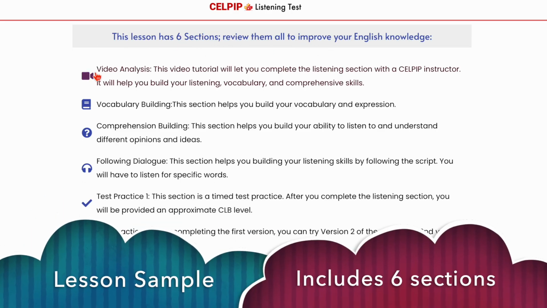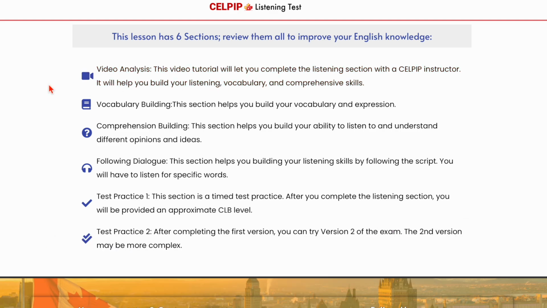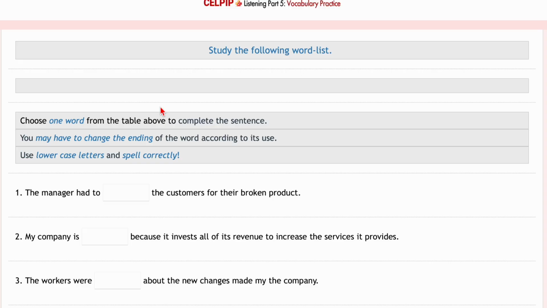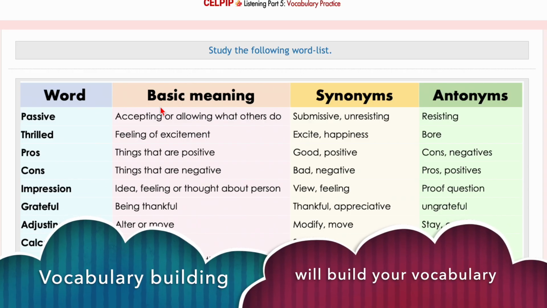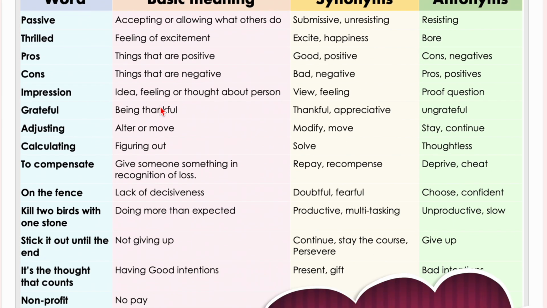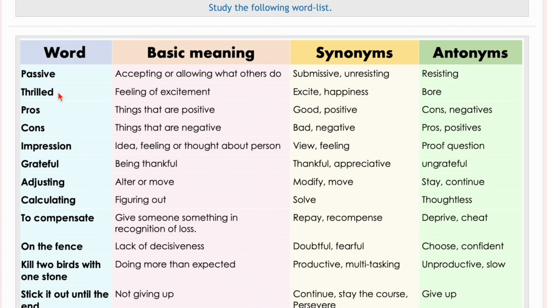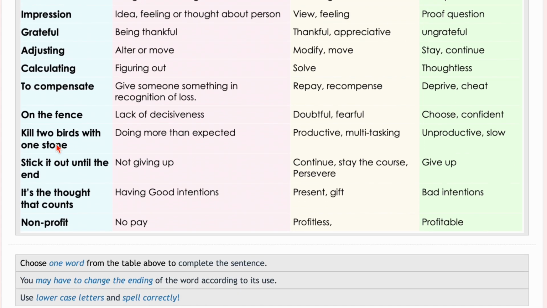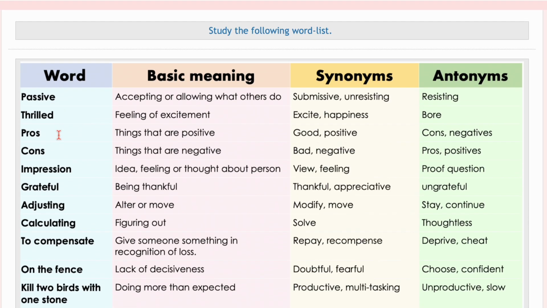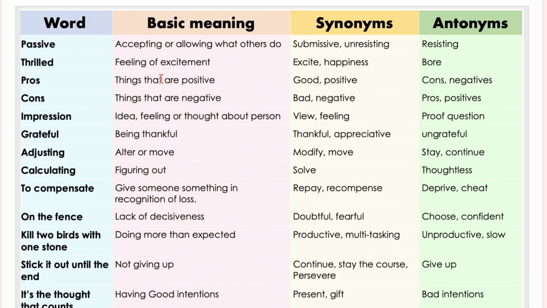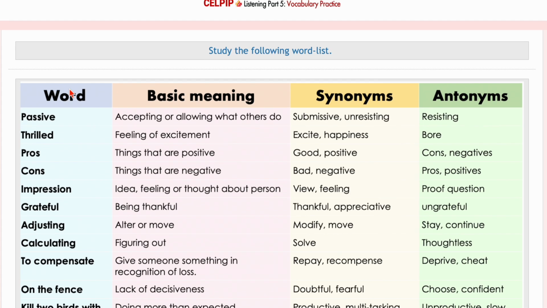Okay, the video analysis, which you're watching now. Then there's some vocabulary building. Okay, vocabulary building exercises are really great to improve our vocabulary. Now, this is a word list of vocabulary that you will hear in this listening. You will hear this vocabulary and then some basic meanings, some synonyms, and some antonyms. So you should study the word list.